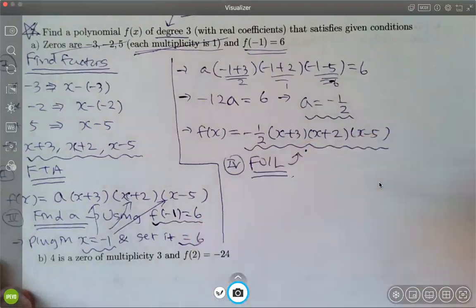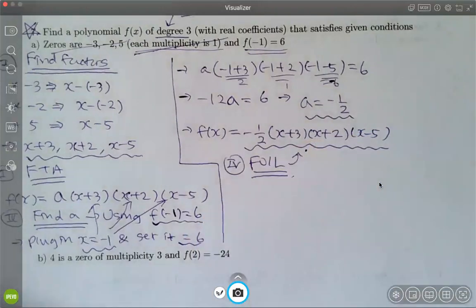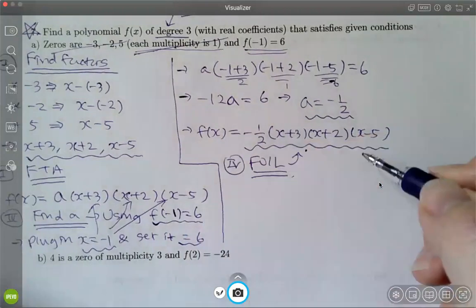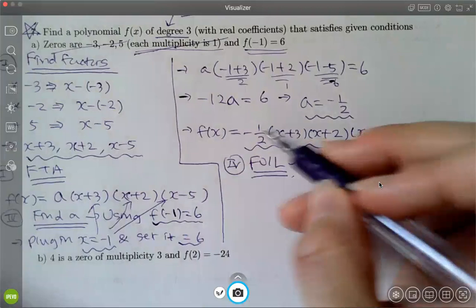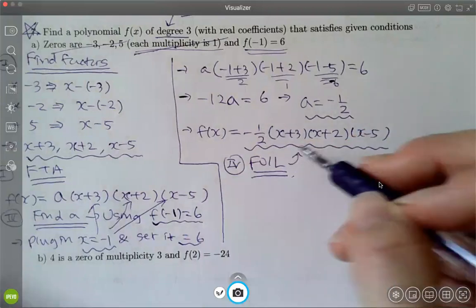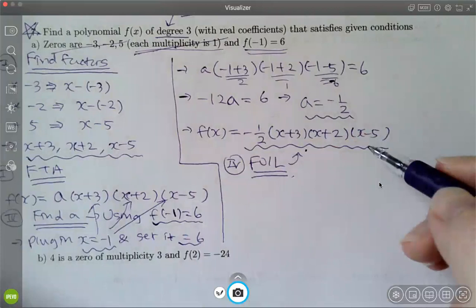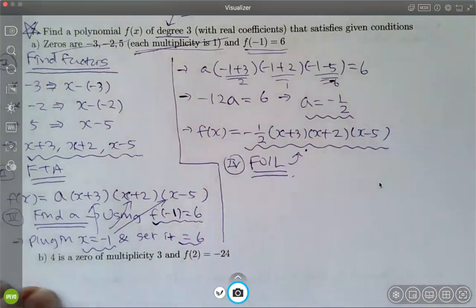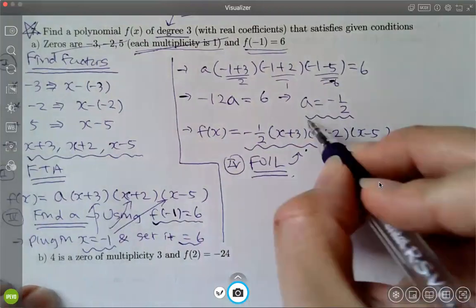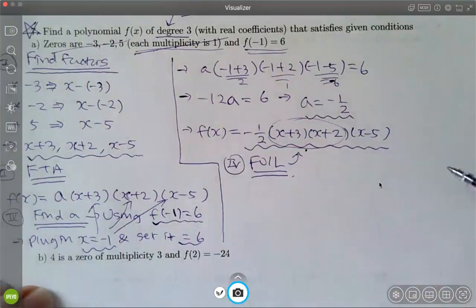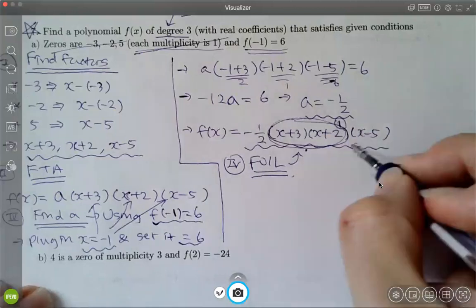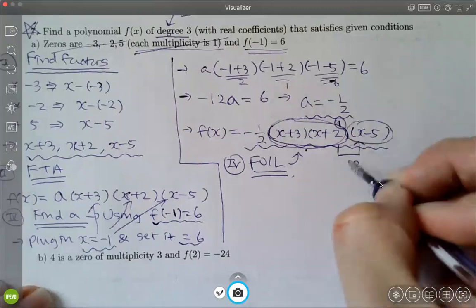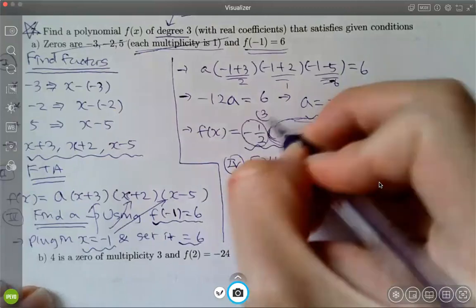Now, the foiling of this long expression can be really scary because people usually start from, oh, distribute -1/2, and then foil it, and then foil it once again. So here's my suggestion to make your lives a little bit easier. First, foil this, x plus 3 times x plus 2. And then number 2, foil this. And then take care of -1/2 at the very end.